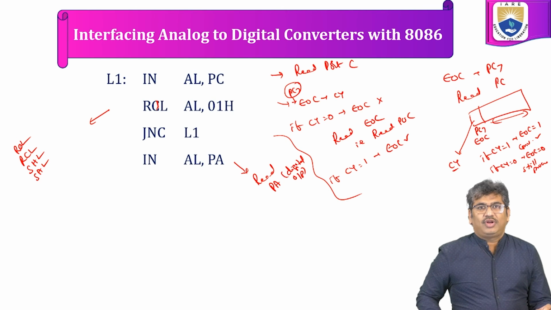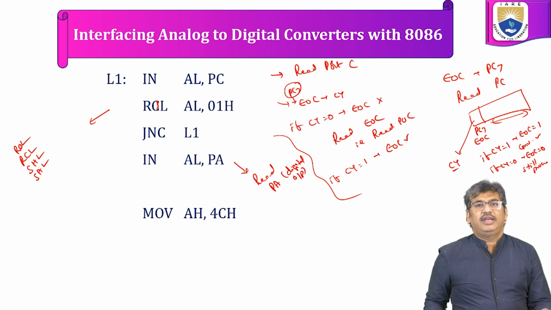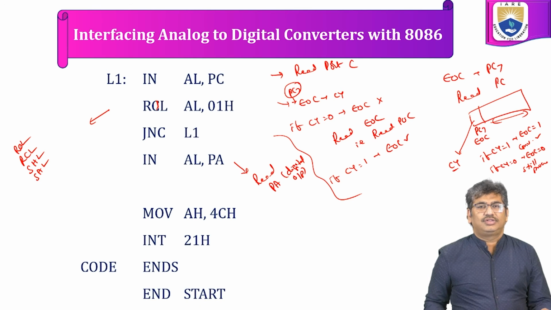Right. So the process is done. We can terminate the program by generating INT 21H. Before that, we will move 4CH into the AH register. So MOV AH, 4CH, INT 21H. To end the segment which is related to the code segment, we use the directive ENDS preceded by code, that is CODE ENDS. To end the program, we use the directive END, so that is END START.